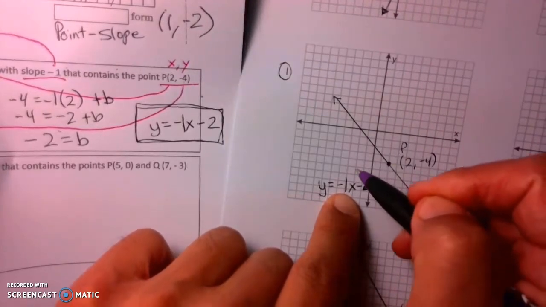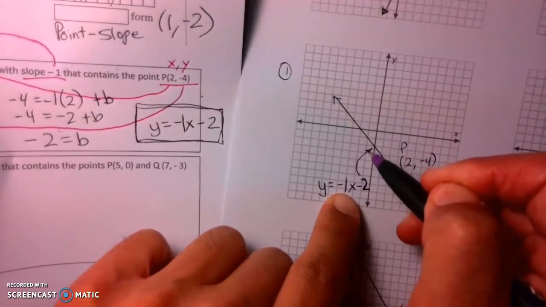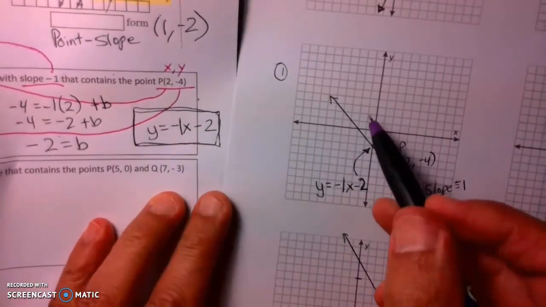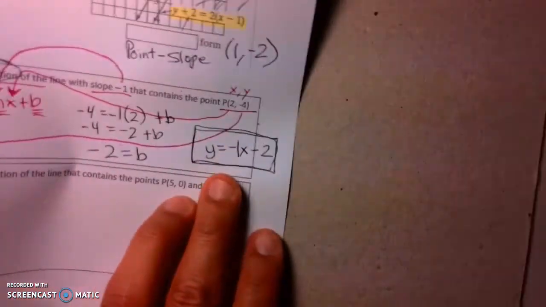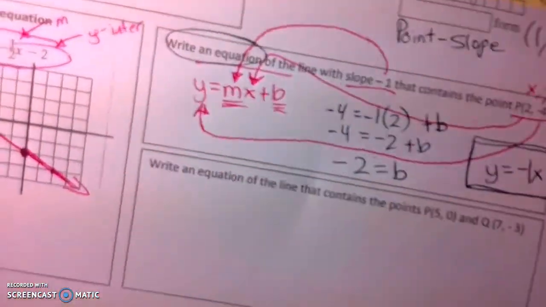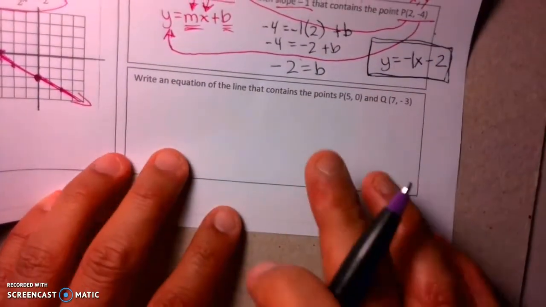And it crosses here at negative 2, right there. Crosses the y-axis at negative 2. So this is the graph. This is the equation. Same as what we just worked on. Alrighty, and then the final problem here will be in this bottom one here.